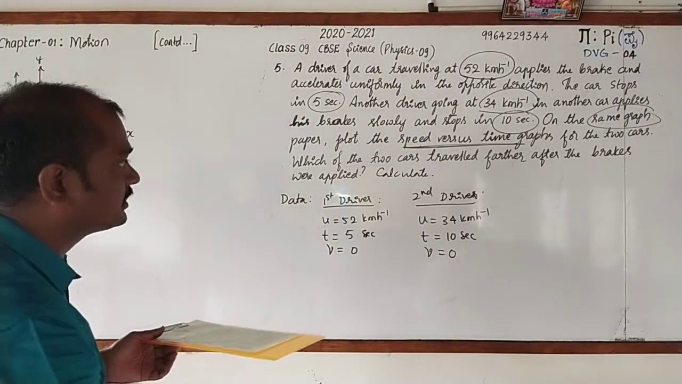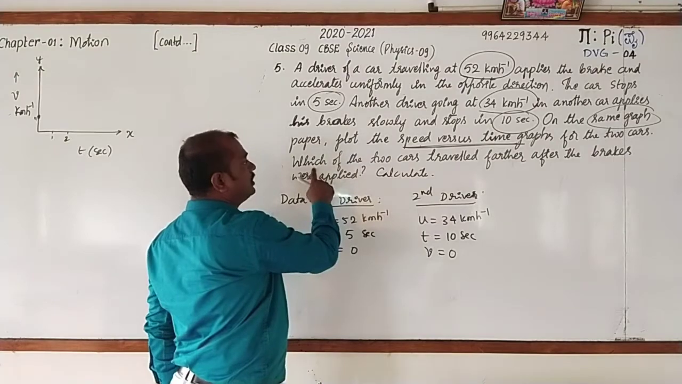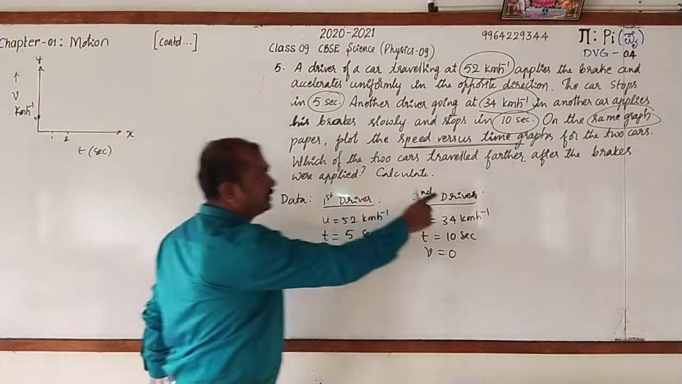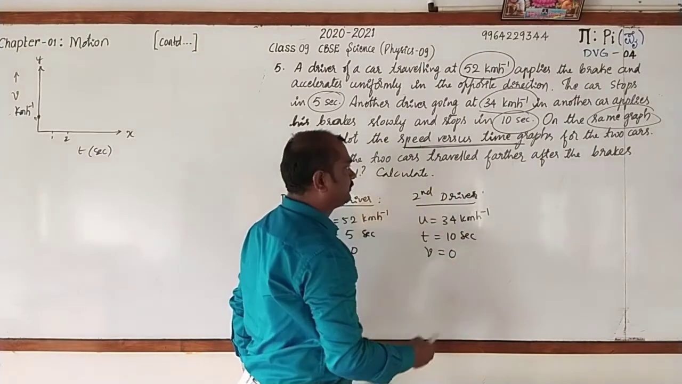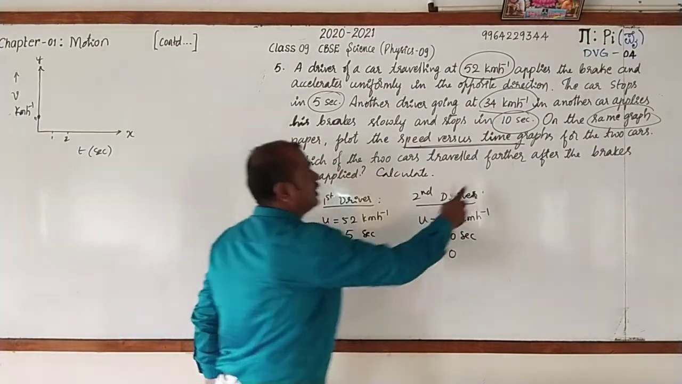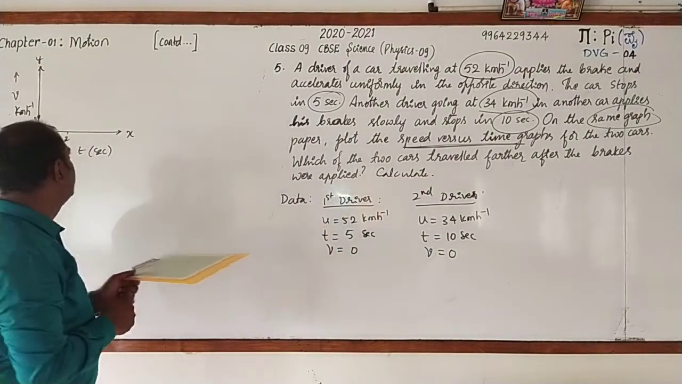Now let's go for answering the second sub-question. We have drawn the graph. The second sub-question is: which of the 2 cars traveled farther? That means, which of the 2 cars covered more distance after the brakes were applied? Right? That should be found out.